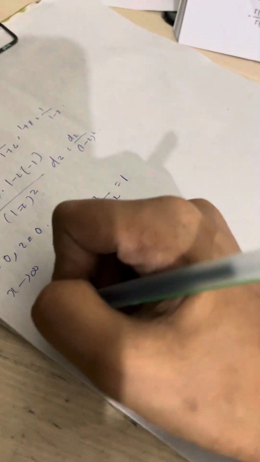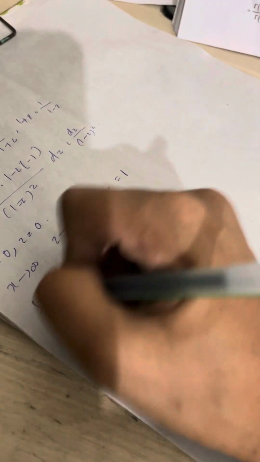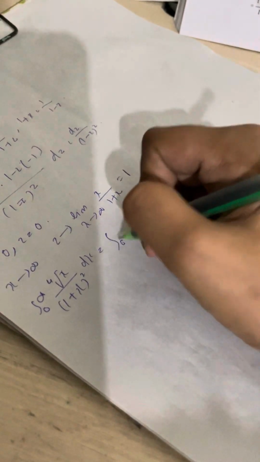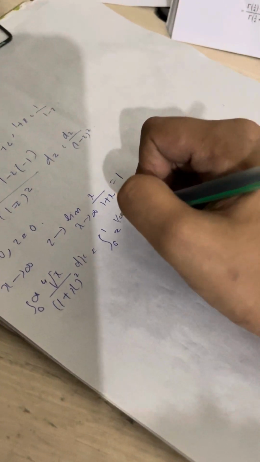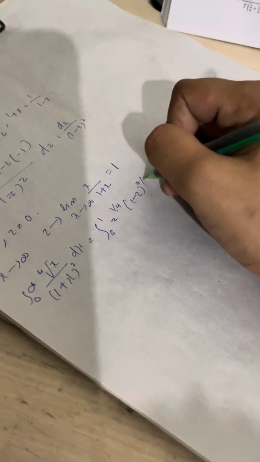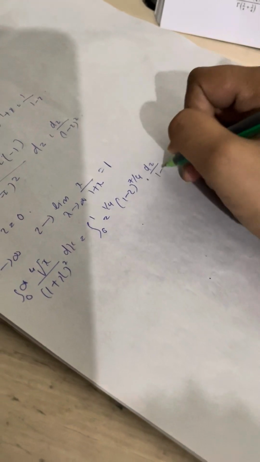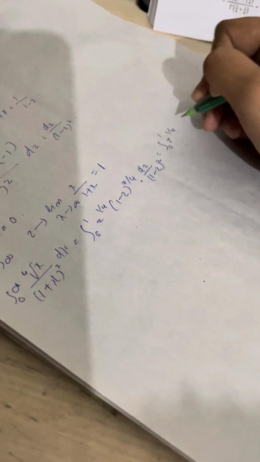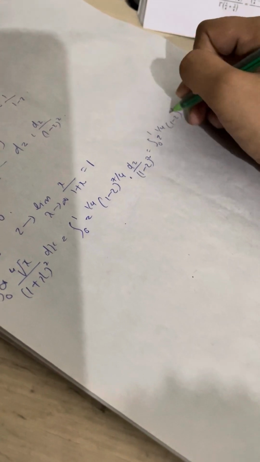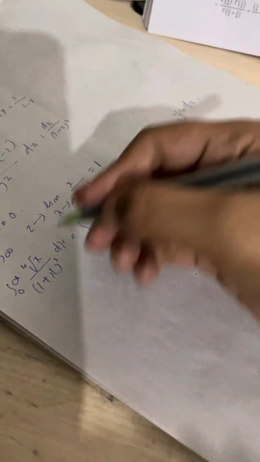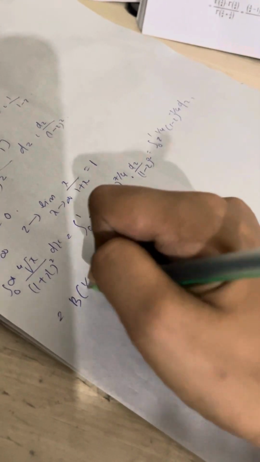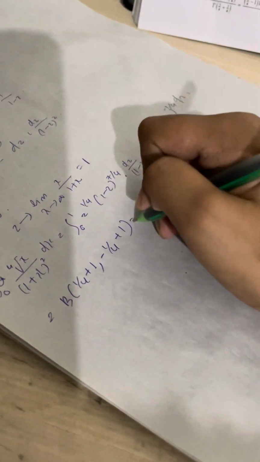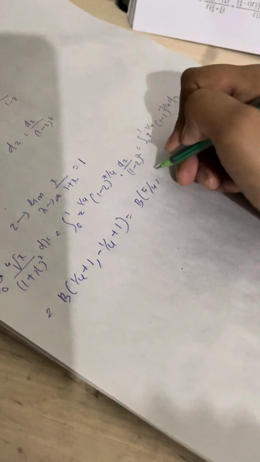Then the integral 0 to infinity fourth root of x by (1 plus x) whole square dx is equal to the integral 0 to 1 of z raised to 1 by 4 into (1 minus z) raised to 7 by 4 into dz by (1 minus z) whole square, which is equal to the integral 0 to 1 of z raised to 1 by 4 (1 minus z) raised to minus 1 by 4 dz, which is equal to beta of 1 by 4 plus 1 comma minus 1 by 4 plus 1, which is equal to beta of 5 by 4 comma 3 by 4.